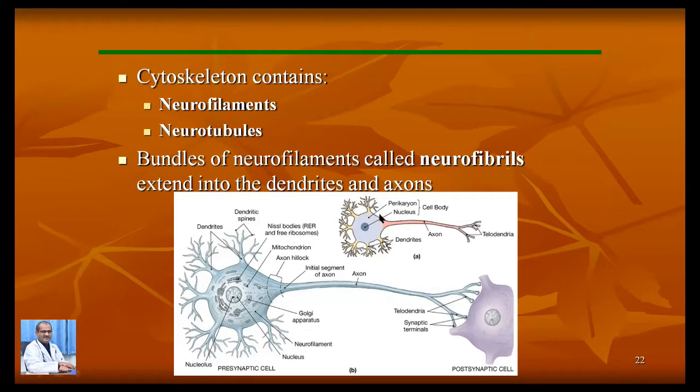The cytoskeleton contains neurofilaments, bundles, and neurotubules. Once again the same thing, whereas the bundles of the neurofilaments are called the neurofibrils. So bundles of neurofilaments are called neurofibrils, and they extend into the dendrites and axon. Here, usually one dendrite is connected with the dendrite of another neuron.